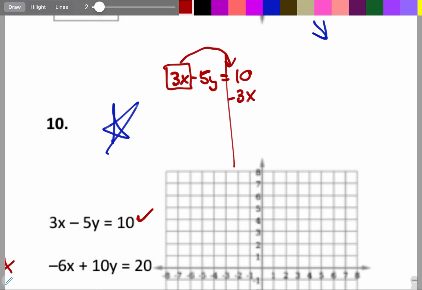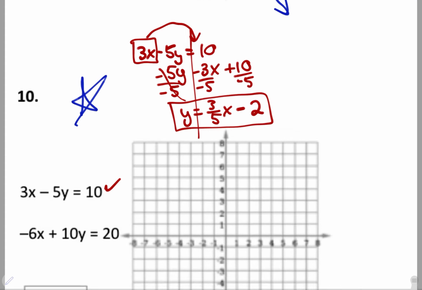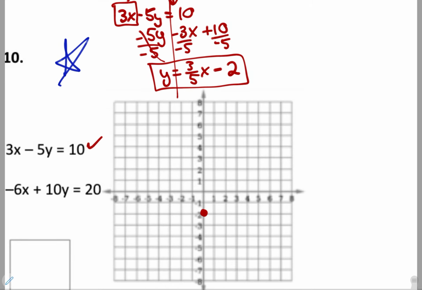That becomes -3x plus 10. Bring down your -5y. Then we're going to divide by -5 everywhere. That's going to give us a negative divided by a negative, which is a positive 3/5. And a positive 10 divided by -5 is a -2. We can graph this. Start at -2, and we're going to go up 3 and to the right 5. Do the same thing in the other direction. These are the only 2 points that you can add, given that there's no space for anything else.